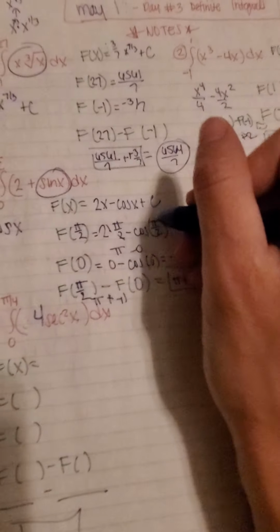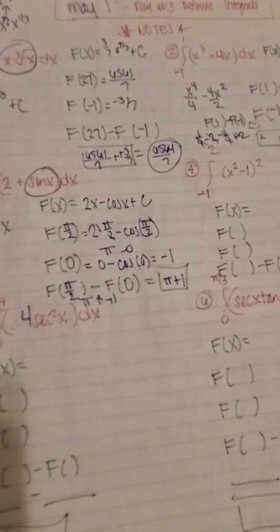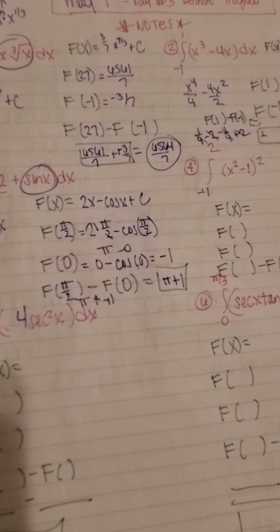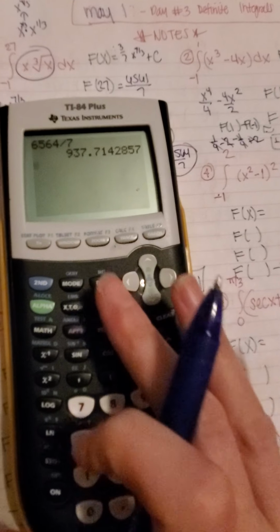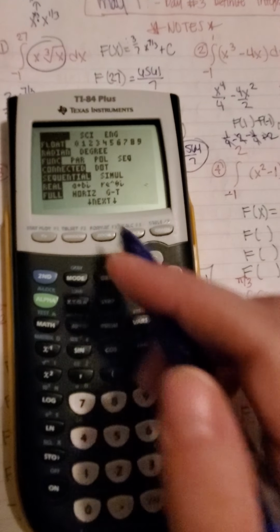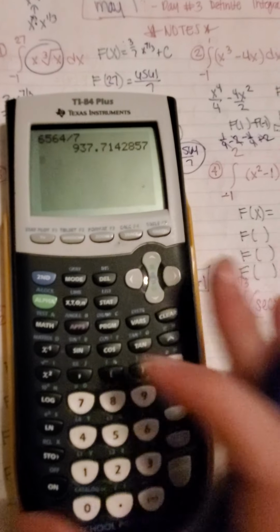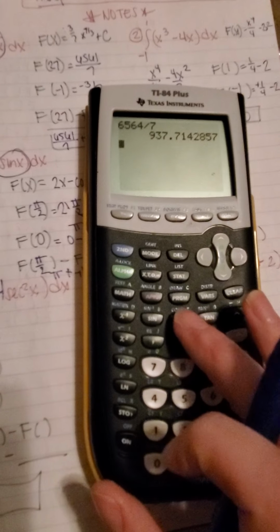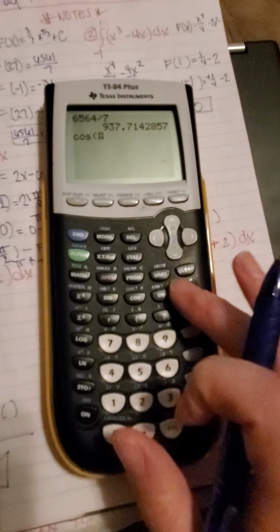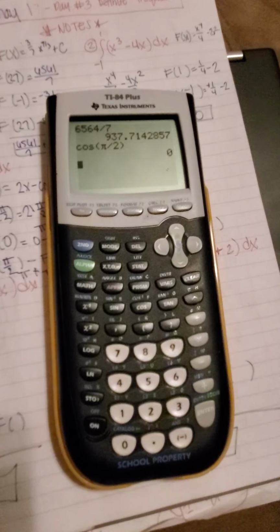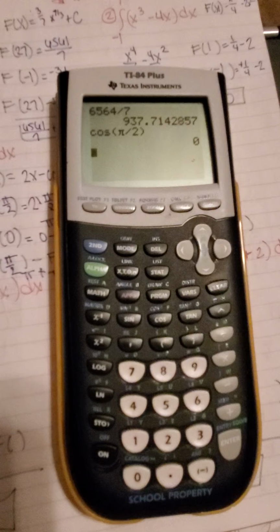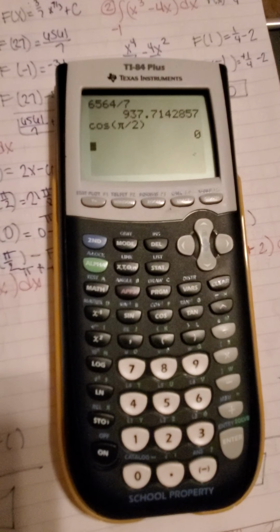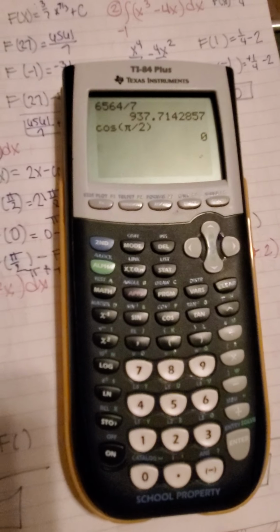If you forgot how to evaluate at pi over 2, these are pretty nice. As long as your calculator is set in radians, so if I hit mode, make sure that I'm in radians, I could just type that in. If I type in the cosine of pi divided by 2, there's 0. You could also go into Desmos if you don't have one of these at home, and then just type in what it says. It would also evaluate that for you.